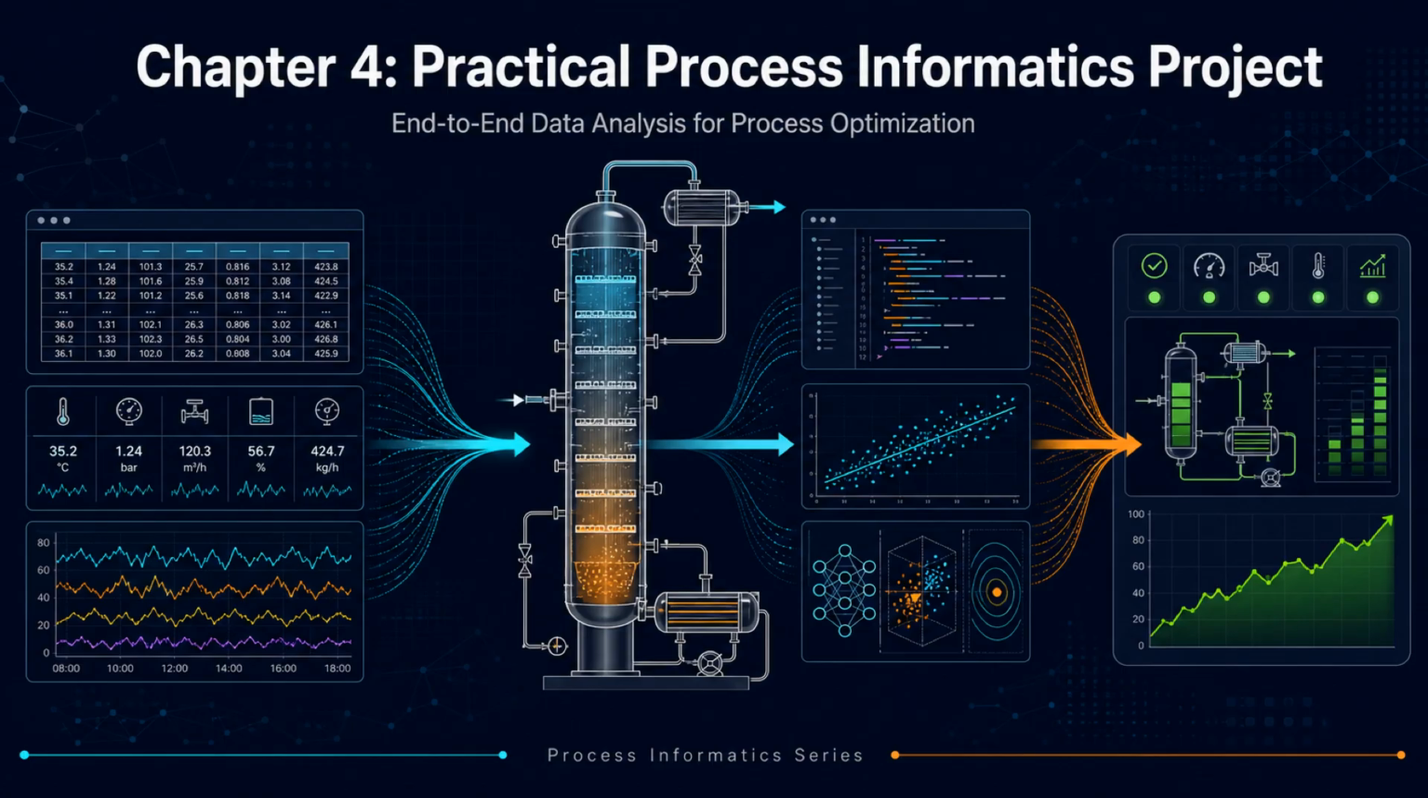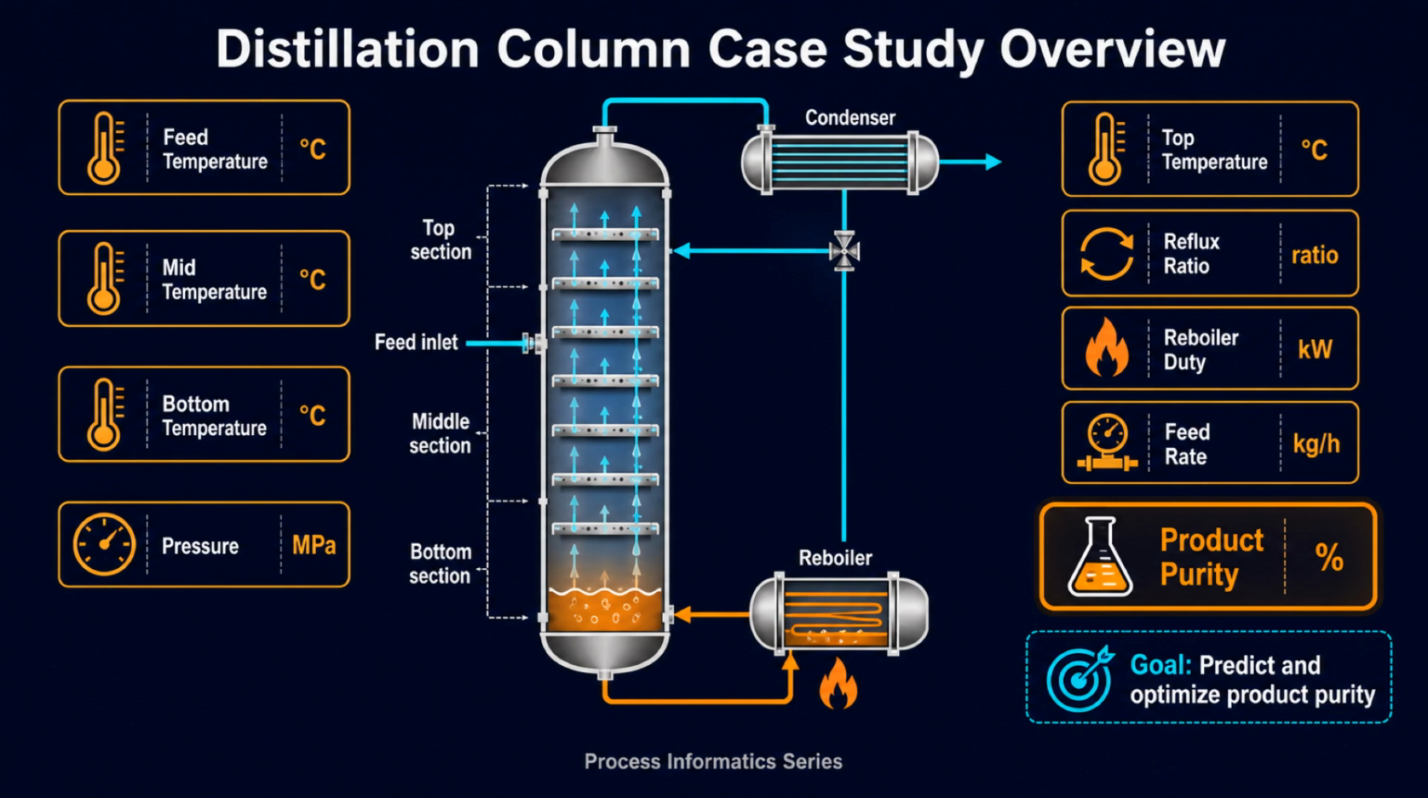Our case study centers on a real problem facing process engineers daily. A distillation column produces a chemical product whose purity hovers around 96 to 97%. Quality matters. Customers demand consistent purity above 97%. The catch? Purity measurement requires gas chromatography analysis, available only once per day. Our mission: build a soft sensor providing real-time purity estimates using temperature, pressure, and flow measurements.